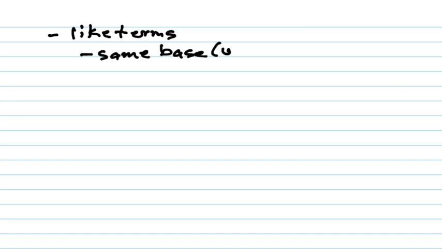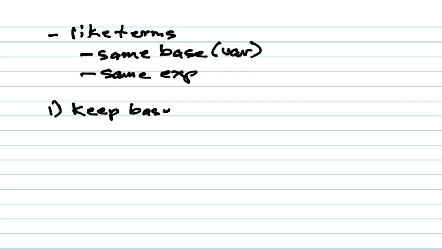So in order to be like terms, they have to have the same name, which means the same base. And again, base means the variable part, and the same exponent. But of course, we're not going to have any exponents on ours right now, but again, thinking ahead. And what you're going to do when you're combining them is simply keep the base and exponent.